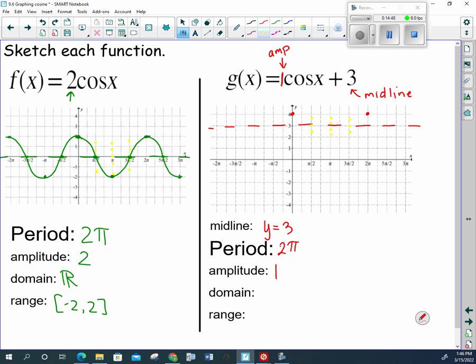Okay, so here we go. We're going to go ahead and graph that. We're going to start at a max. So remember, we alternate max, intercept, min, intercept, and max. And that should make one cosine curve. And notice the midline goes through the middle of the cosine curve. That's what should happen. And you can keep following that cosine curve if you want.